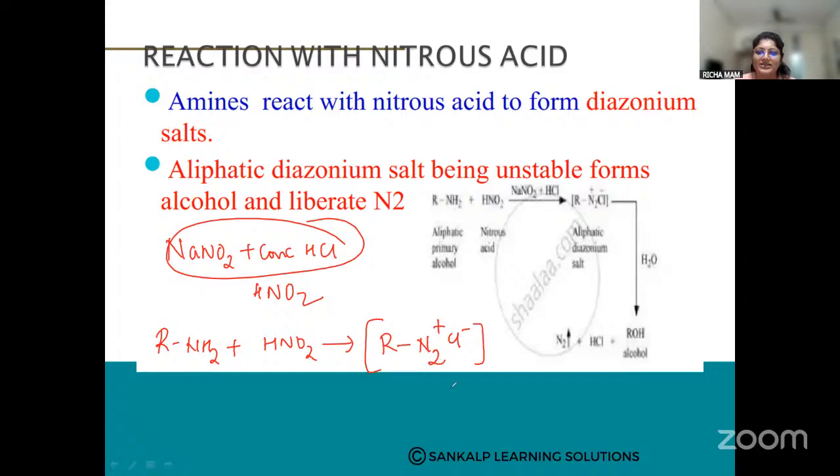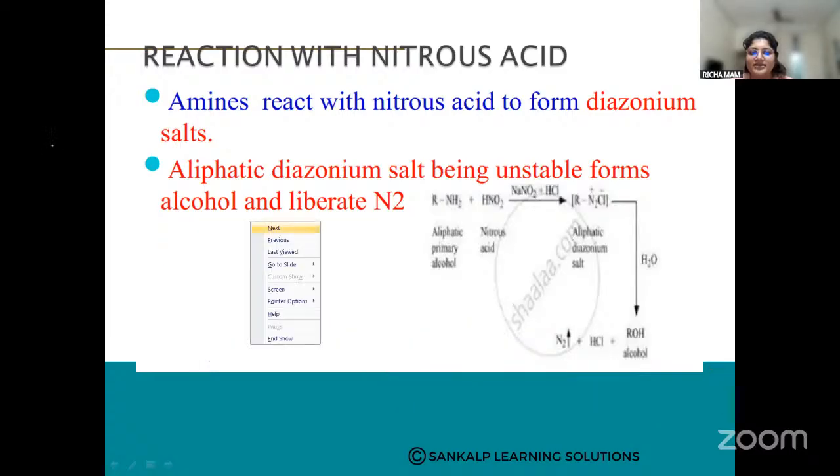RN2Cl. It is unstable, and further it will react with, suppose, alcohol or water, and it forms alcohol plus HCl plus N2 gas. So it is unstable. It forms alcohols and liberates N2. So this is the reaction with nitrous acid, and how the nitrous acid is formed.